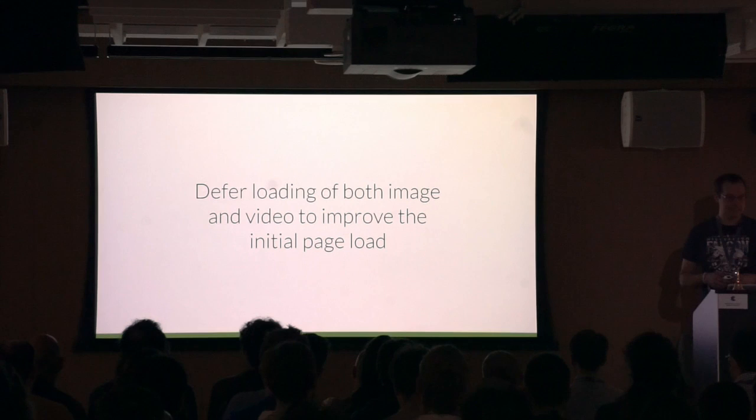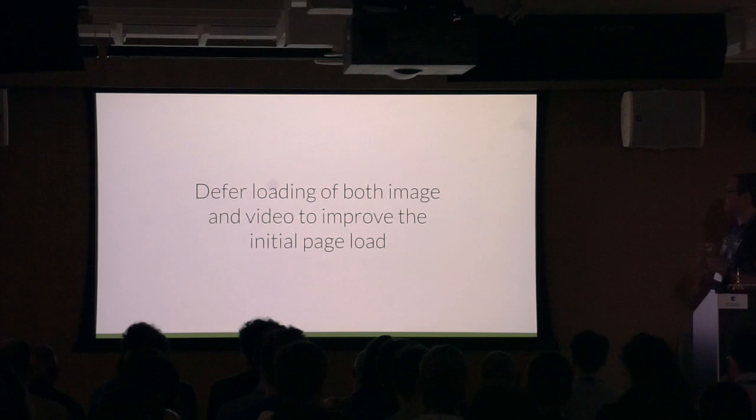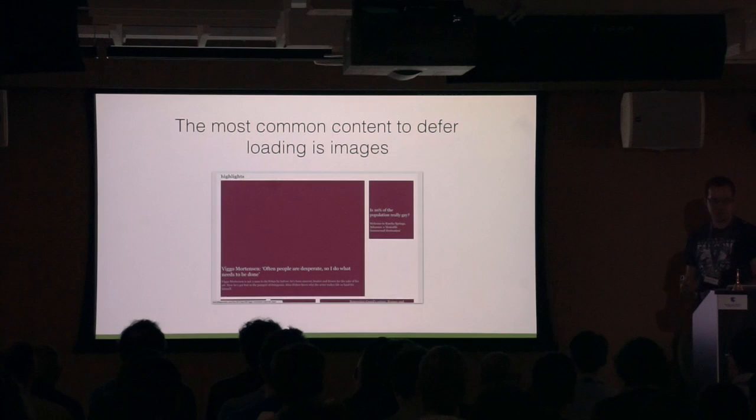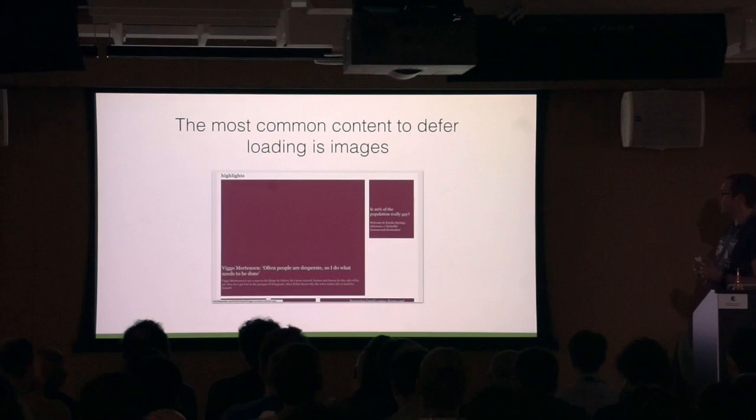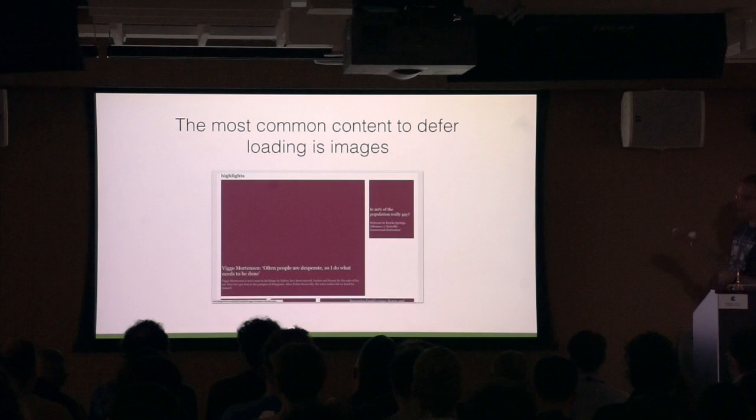The next thing you can do is take a step further by deferring loading of both images and video to improve the initial page load. By deferring them, they're not part of your initial page budget. The most common content to defer is images. The Guardian uses lazy loading. When the page first loads, you see the first images on the page, but if you scroll down, those images are loaded as you scroll. I disabled that JavaScript so I could capture the screenshot.